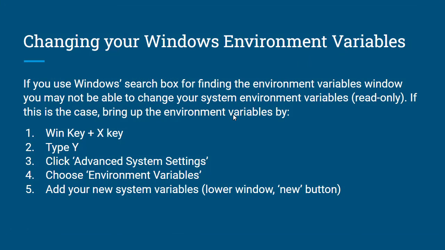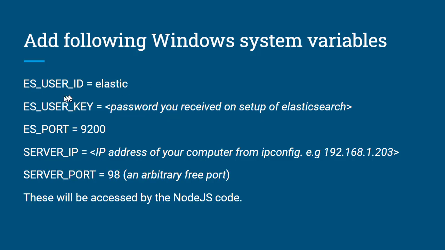So once this is set up, these will be the definitions. There'll be an Elasticsearch user ID, which is elastic. This would be the password that was given to us when we set up Elasticsearch. The port's going to be 9200 by default. And then we're going to have our special Angular side, basically our web side IP address, which in our case here is 192.168.1.203, and then the port will be 98. And these will be accessible by the code.